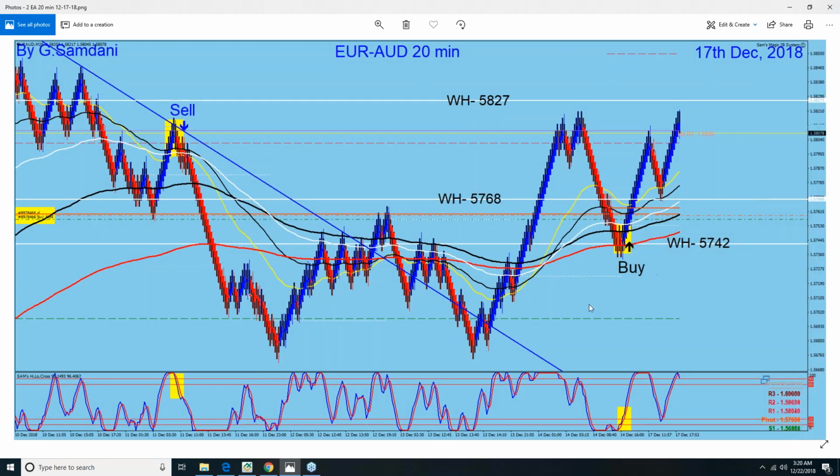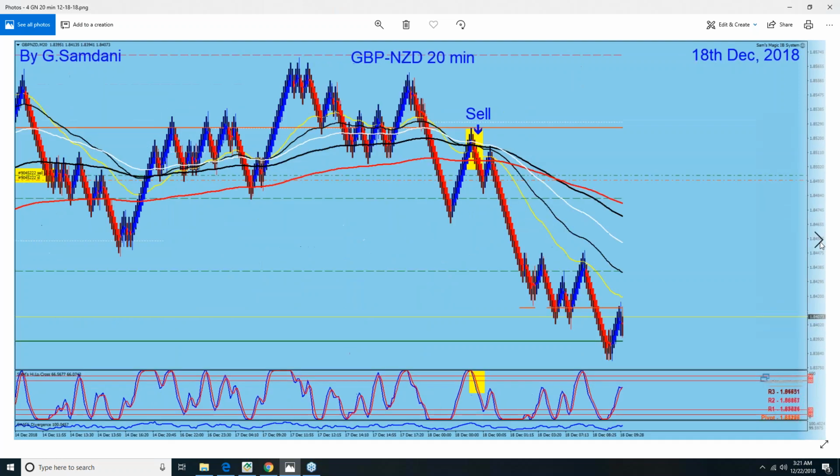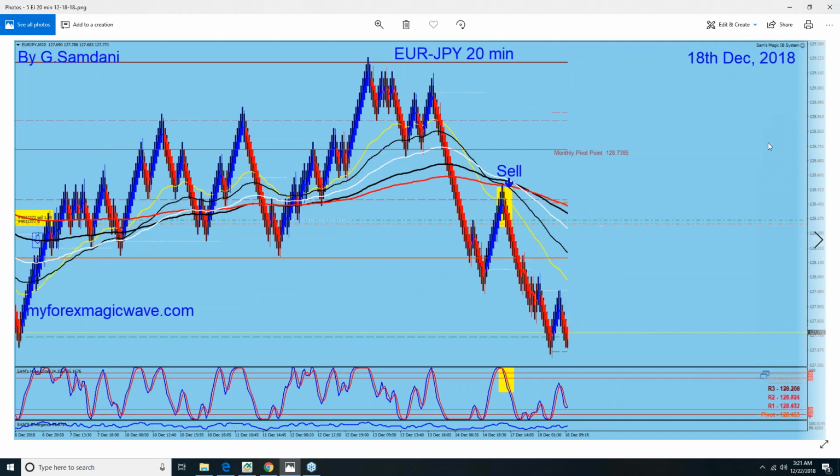Euro Aussie, you're going to see Euro Aussie, pound Aussie all long because of Aussie weakness, and you will see the chart at the end of this video, the weekly chart. USD yen, like I said, short on the 18th. All yen pair shorts. Pound Newsy short on the 18th. Again, euro yen you will see short because of yen strength.